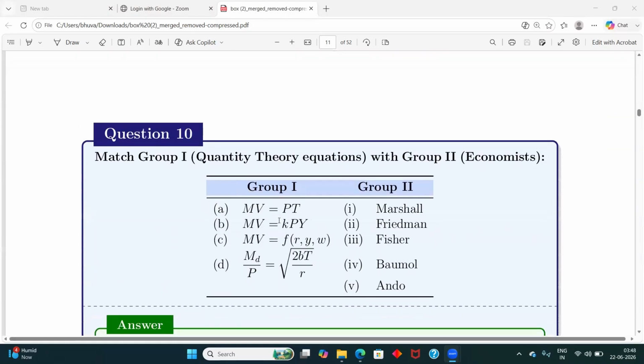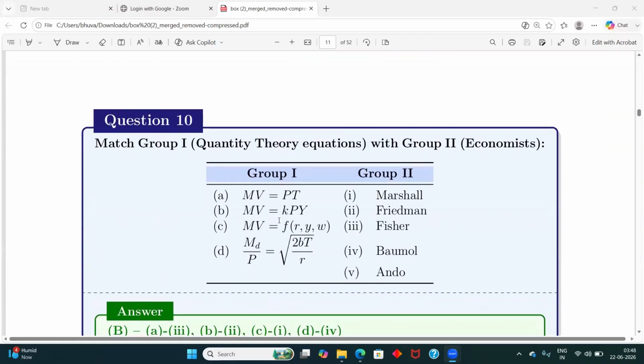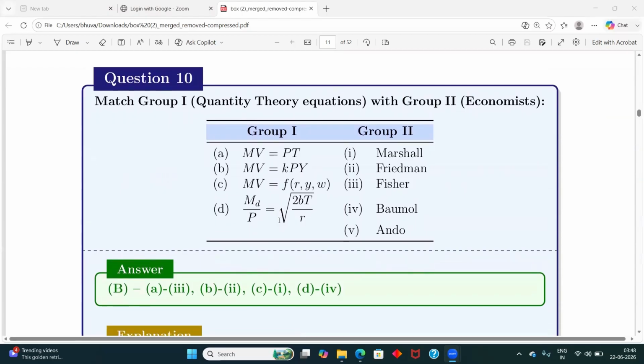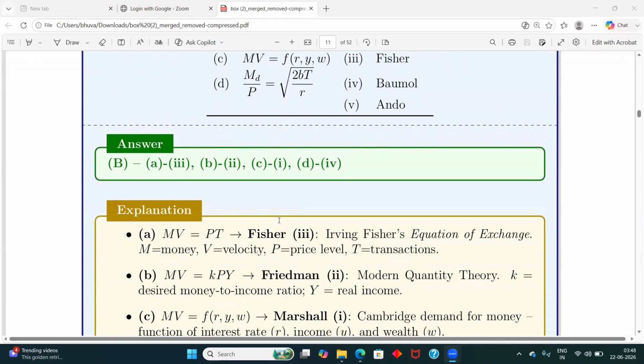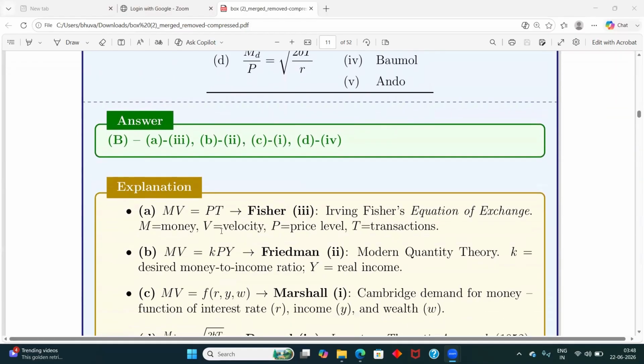Question number 10. Match group 1 quantity theory equations with group 2 economists. Here we are given four quantity theory equations and economist names. In A of group 1, MV is equal to PT. Here M is money, V is velocity, P is price level, and T is transactions. This equation is given by Irving Fisher, the equation of exchange.